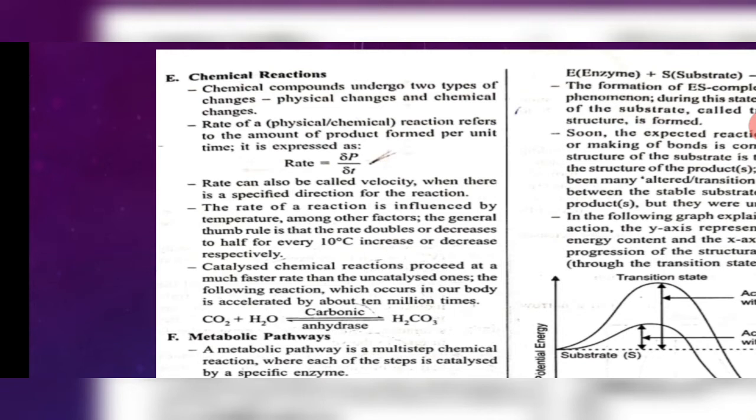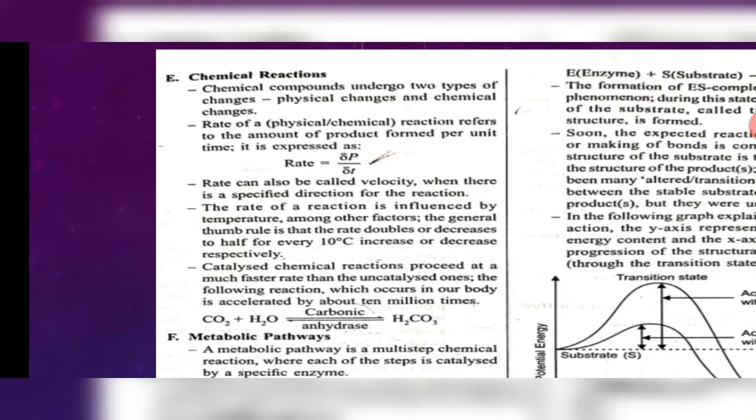Delta P is the little amount of product that is formed, delta T in little time, okay, because we are taking very small amounts, that's why we are writing delta P by delta T. And this rate is also known as the velocity of the reaction. The rate of the reaction is directly influenced by the temperature. The general thumb rule that we use for enzymes is that, children, the rate doubles or decreases by half.